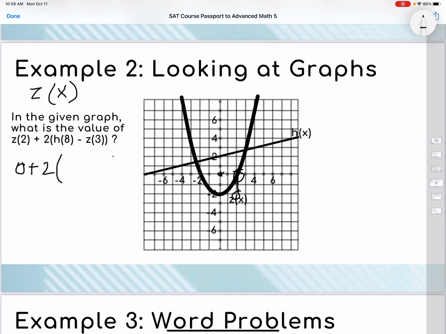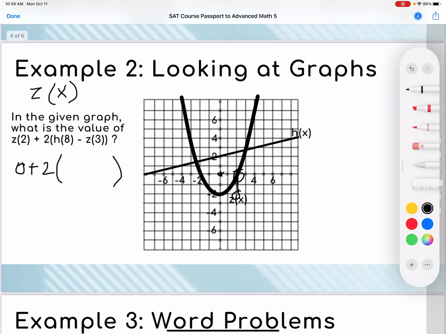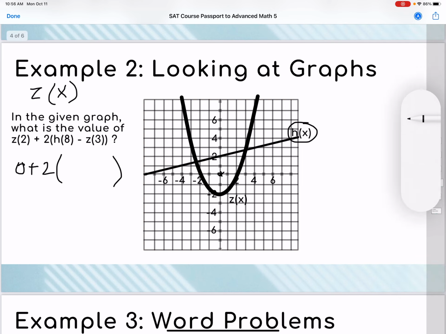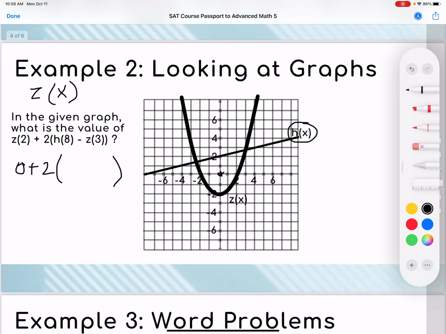and then now we have to find h of 8 and z of 3. All right, so next let's look for h of 8. So h, of course, we said was the line, right? It was the linear function in this case. Now we have to look for the y value when x is 8. So if we look from our origin again, 1, 2, 3, 4, 5, 6, 7, 8, that would be this x value. Where is the y value? If we go up and check, we see that it is at 4.